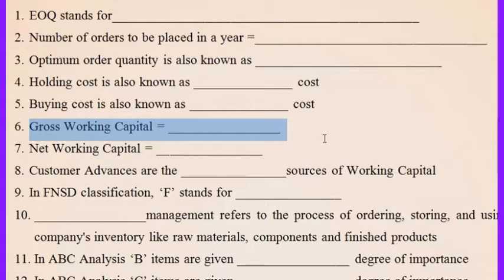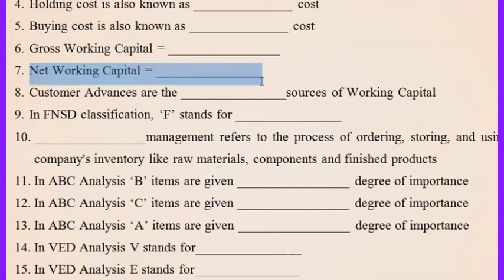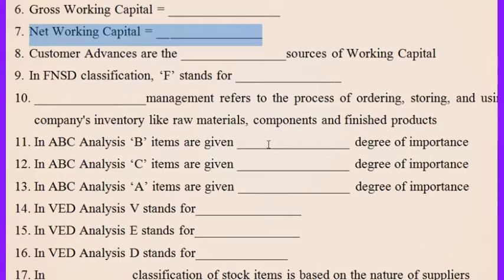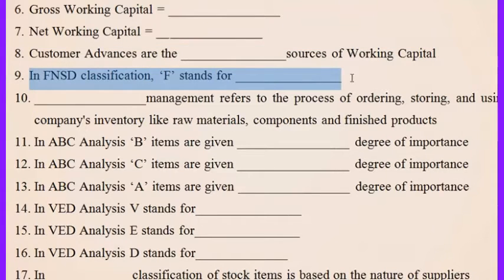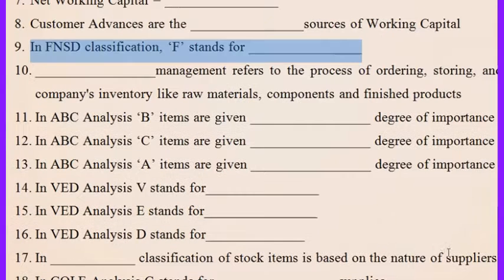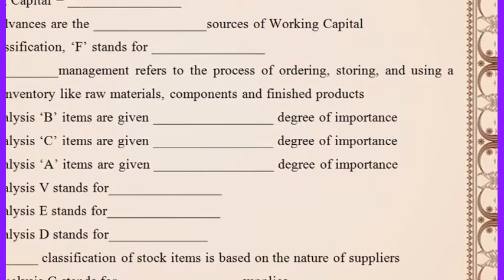Gross working capital is equal to current assets. Net working capital is equal to current assets minus current liabilities. It's the difference between both. Next, 8. Customer advances are the dash sources of working capital. Customer advances are the short-term sources of working capital. Next, in FNSD classification, F stands for fast or fast-moving items.